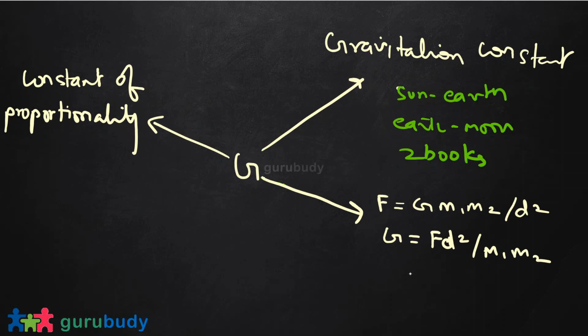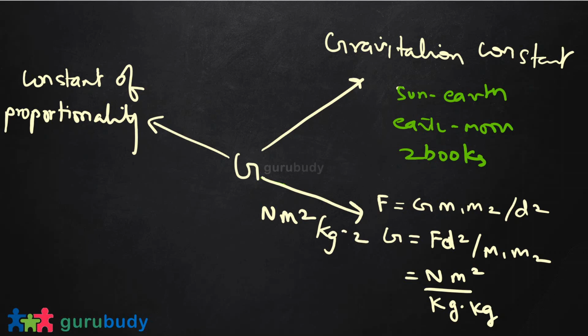Okay. Now, if I put the SI units of force, which is Newton, distance, which is meter square here, divided by masses, which is kilogram into kilogram, right? So the SI unit I get of G is Newton meter square per kg square, or Newton meter square kg minus 2. This is the SI unit. Okay. And the last is the value of the G.